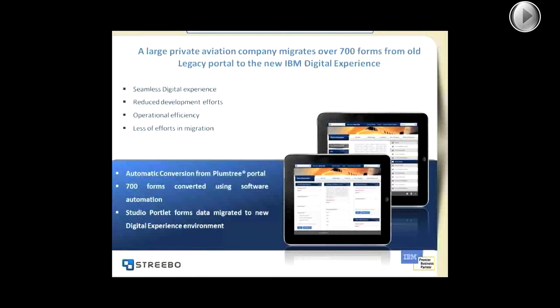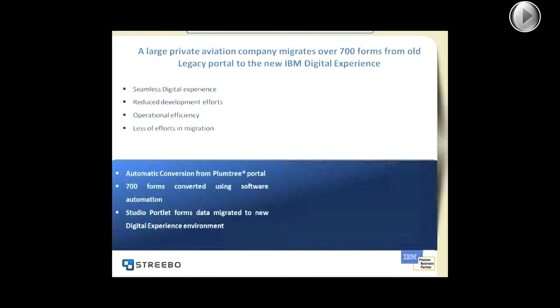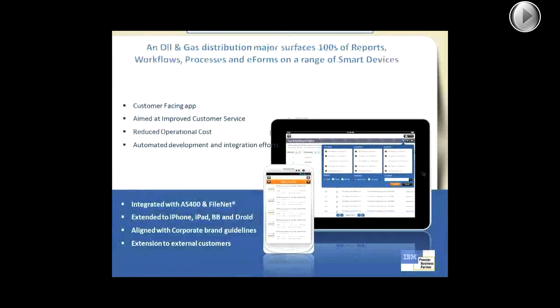My second story is about an oil and gas distributor. This is again an IT team tasked to roll out hundreds of processes, workflows, and reports from their enterprise system, here in this case on a range of mobile devices. And again, marketing and customer service was driving this engagement. The idea was to give them ready access to information from legacy systems.